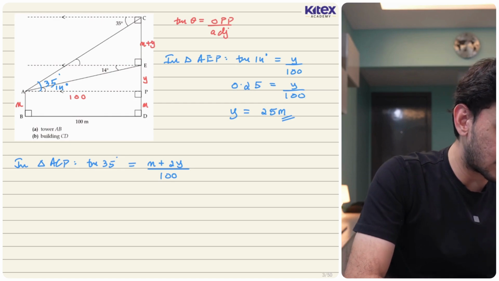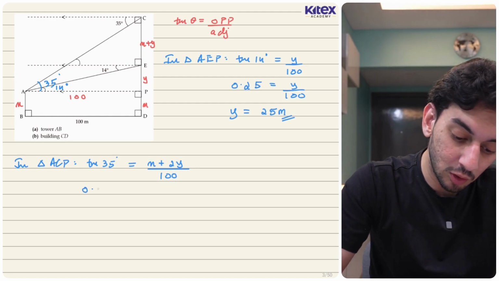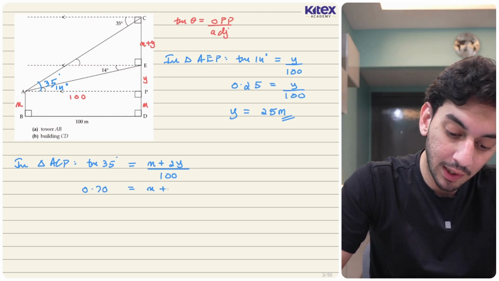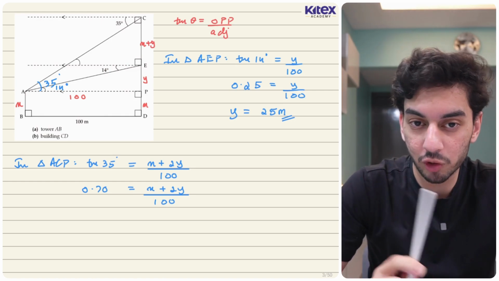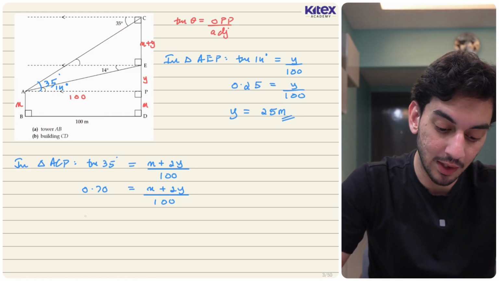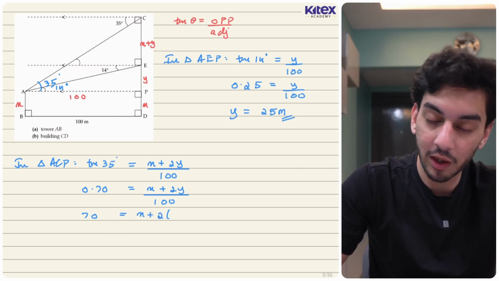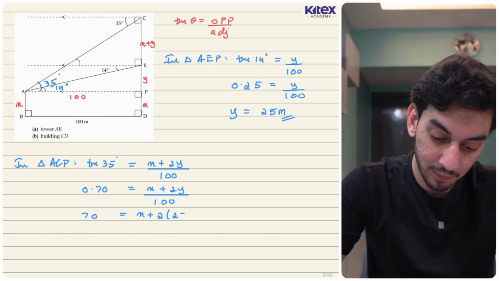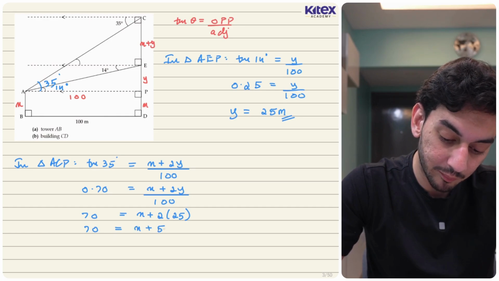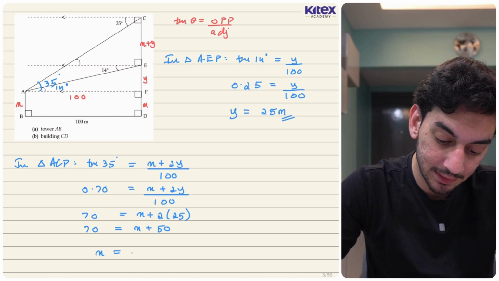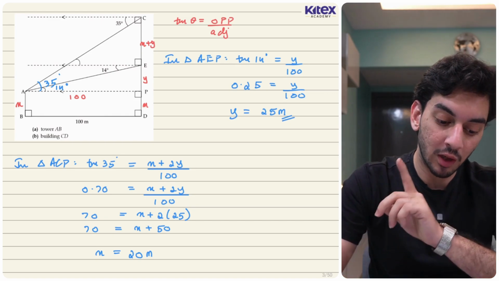Now let us figure out what tan 35 is. Tan 35 I suppose is 0.700. Okay, so 0.70 is equal to x plus 2y, all of that divided by 100. Now this 100 goes to the other side, gets multiplied with 0.7 and it becomes 70 is equal to x plus 2y. Now I definitely know the value of y, which is 25. So let us plug in 25 over there. So 70 is equal to x plus 50, and hence I get the value of x to be equal to 20 meters. Okay, now the question says find the height of tower AB.